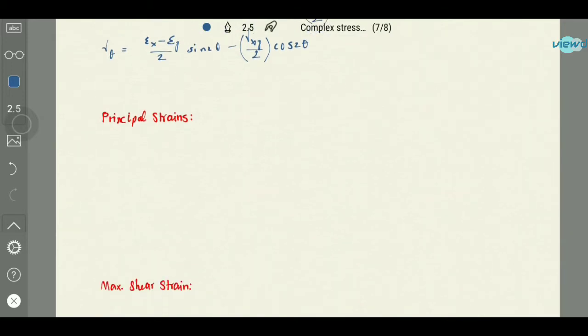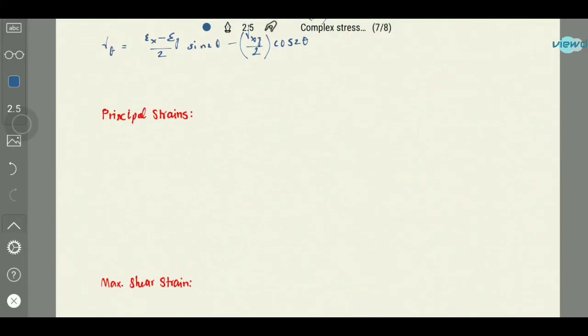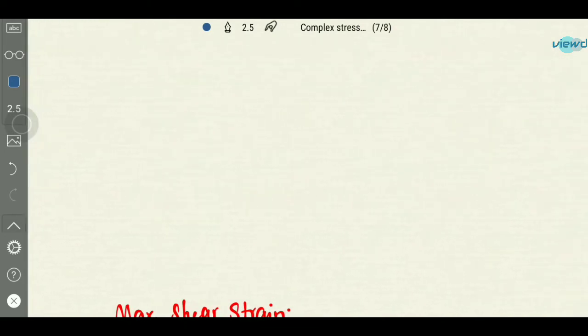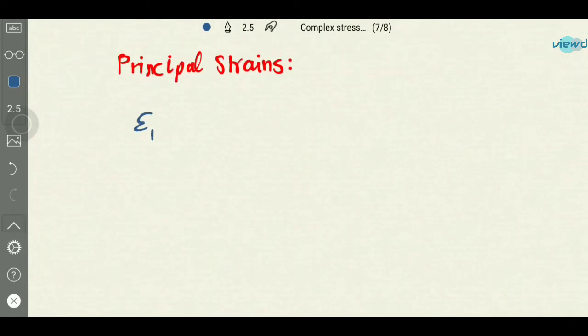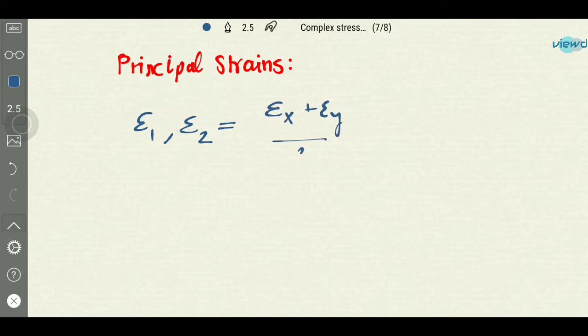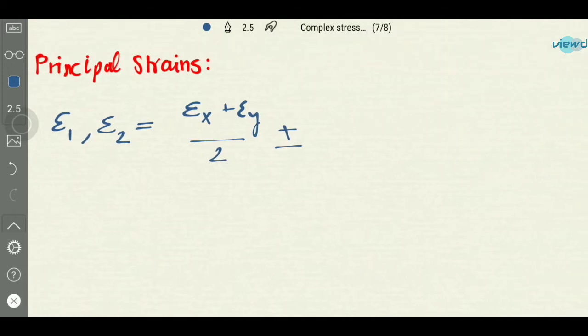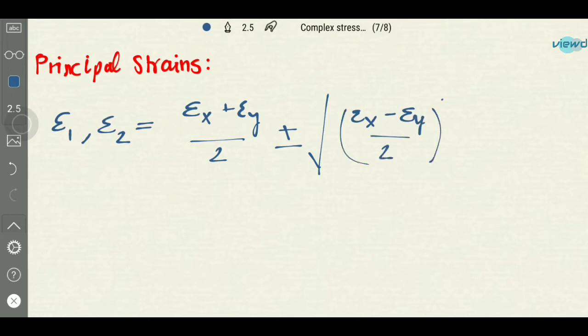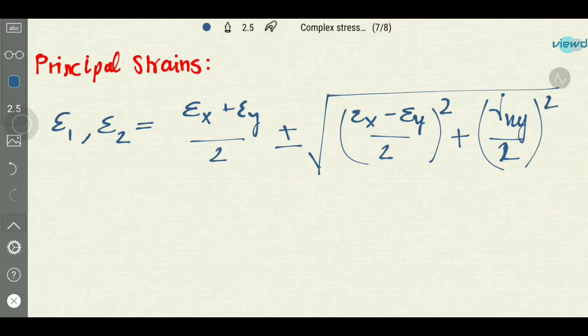And what will be the principal strains? Strains on the principal plane are called principal strains. Here also the same formula is applicable, epsilon 1, epsilon 2, with plus and minus changes, that's it. So epsilon x plus epsilon y divided by 2, plus or minus, under root epsilon x minus epsilon y by 2 whole square plus gamma xy by 2 whole square, since in place of tau xy we need to put gamma xy by 2. So plus is for epsilon 1 and minus is for epsilon 2.